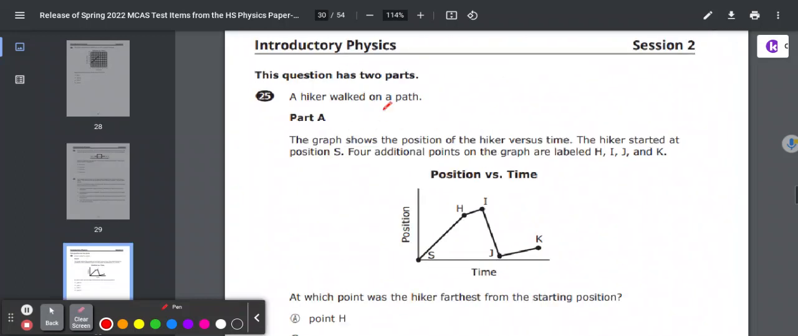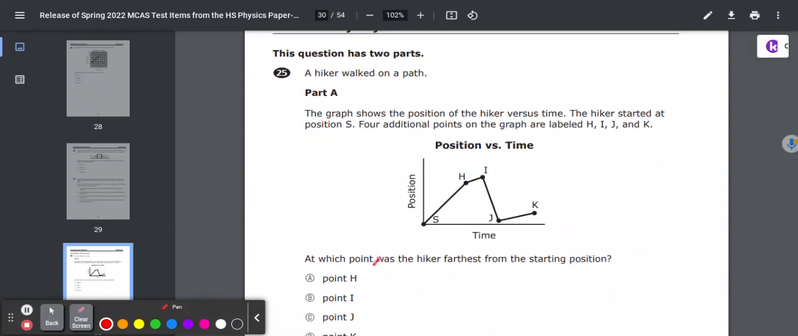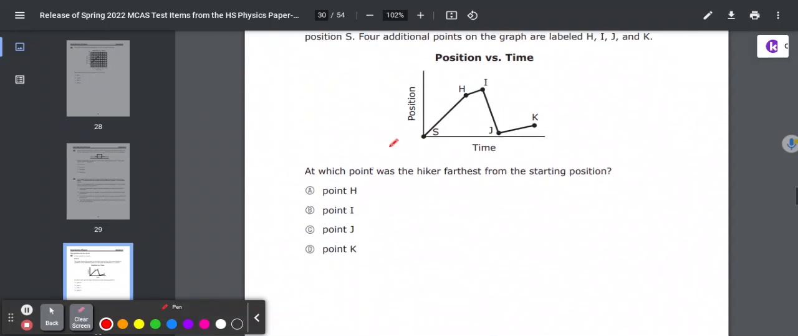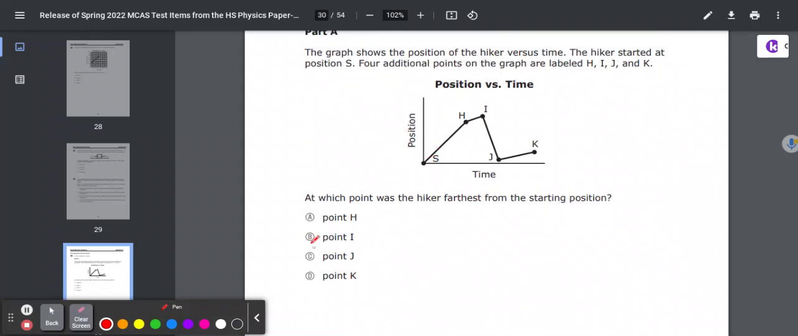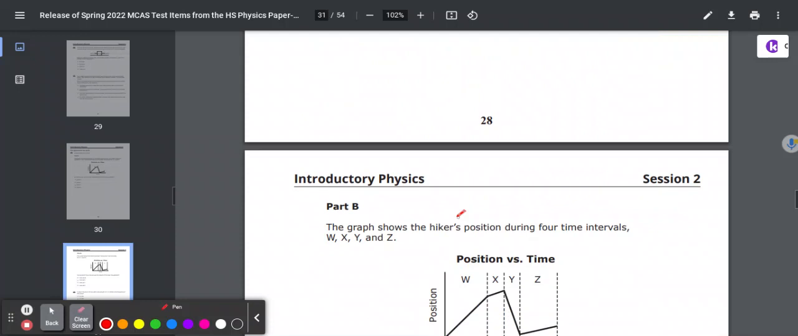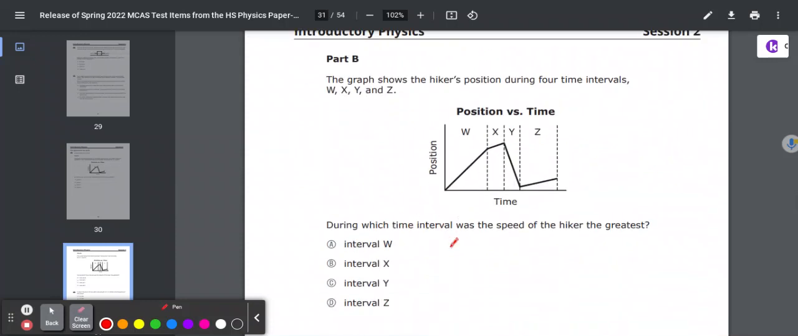25 part A. The graph shows the position of the hiker at different times. At which point was the hiker farthest from the starting position? The greater the position, the further away from the initial position, so it should be I, which is answer choice B. And same graph, during what interval was the speed of the hiker the greatest? Speed is not a vector, so it's only magnitude. It doesn't care if it's negative or positive. So you only have to find the steepest slope here, which is segment Y. So the answer is C.